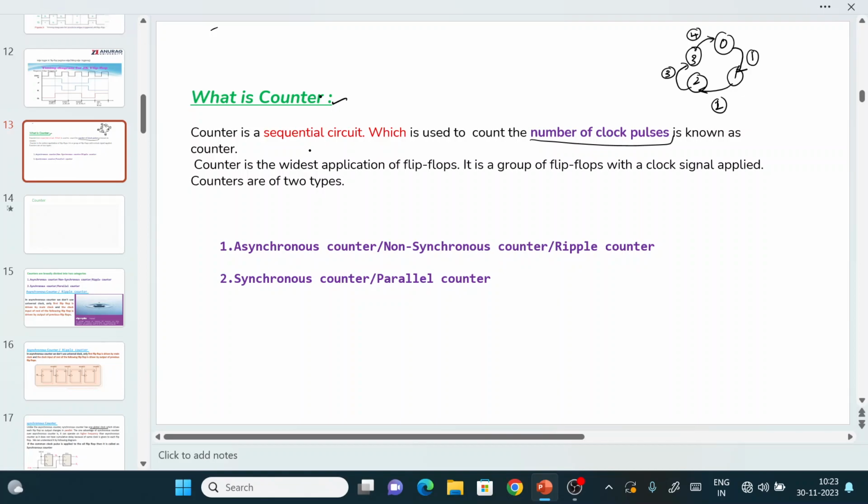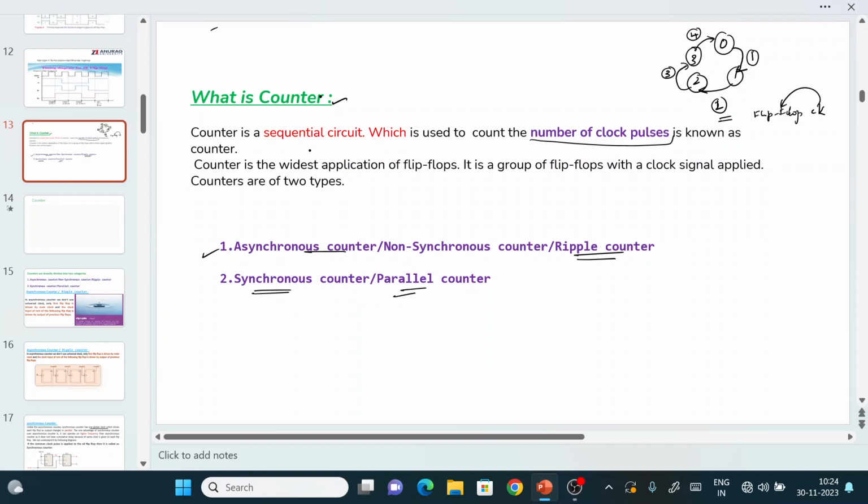Now, what are the classifications of the counter? They are based on how we are applying the clock pulse to the flip flop. This is an important point. Based on how we apply the clock pulse to the flip flop, we have two categories. One is called the asynchronous counter, also known as the ripple counter. The second one is the synchronous counter, or parallel counter.